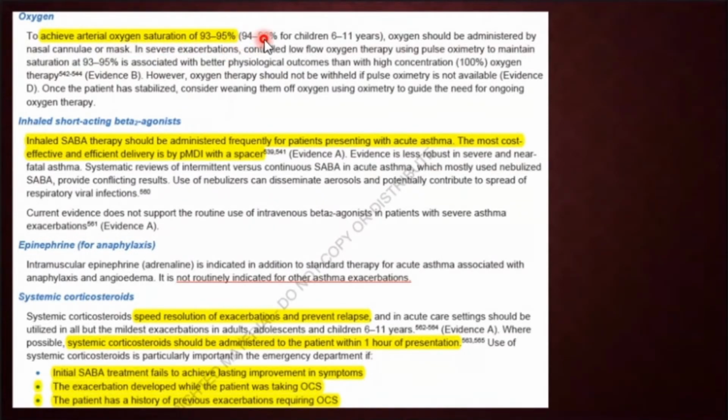We should not be callous in our use of oxygen. Do not try to achieve a saturation around 98, 99. Another thing we commonly see in most emergencies is that they connect the nebulizer mask to the oxygen and nebulize with oxygen.